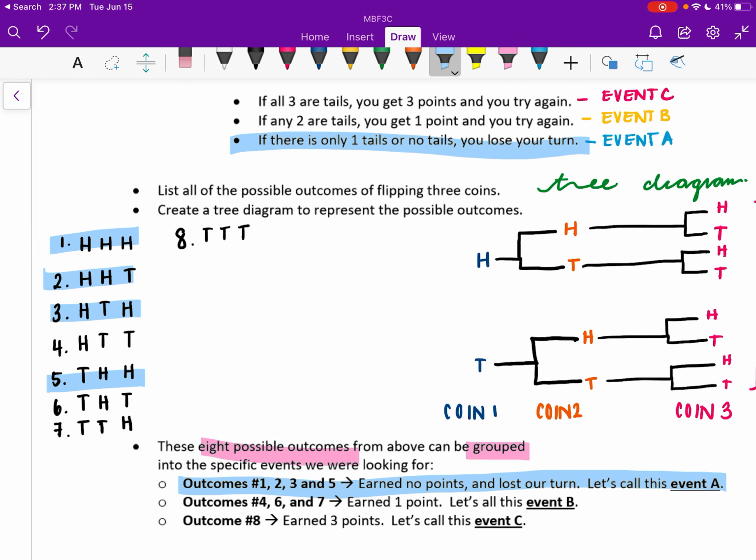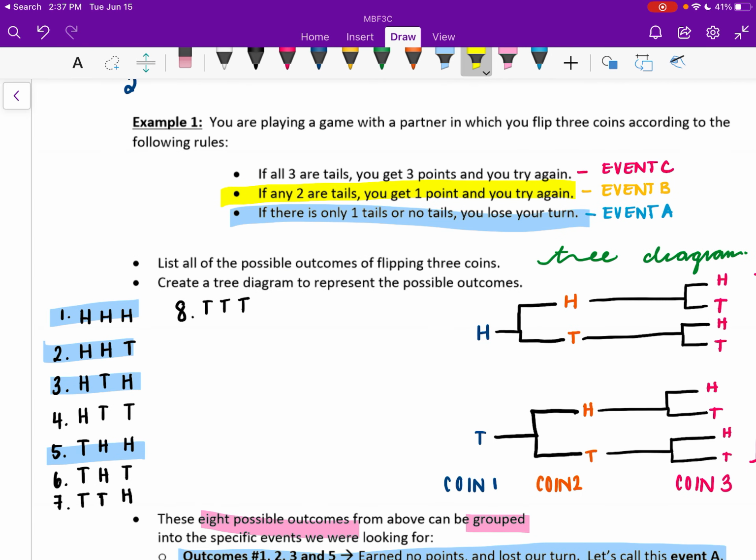So I always like to highlight. I find it easier to work with the highlighter. It's more visual for me. Let's go find event B. So event B says there's only 2 tails. You get 1 point and you get to try again. So let's find the one with 2 tails. There's 2 tails here, 2 tails, 2 tails.